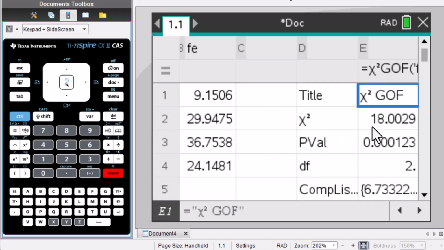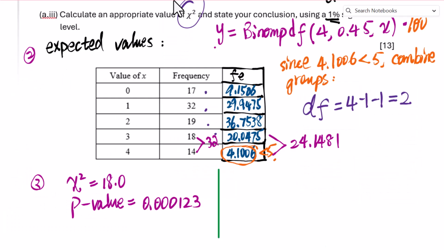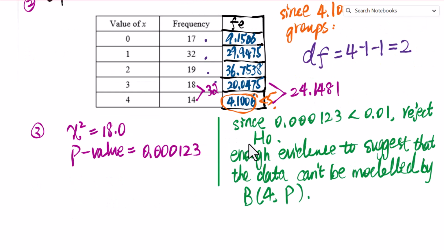Chi-square equals 18.0. P-value equals 0.000123. Let's draw the conclusion. Since 0.000123 is less than 0.01, reject H0. Enough evidence to suggest that the data cannot be modeled by this binomial distribution.